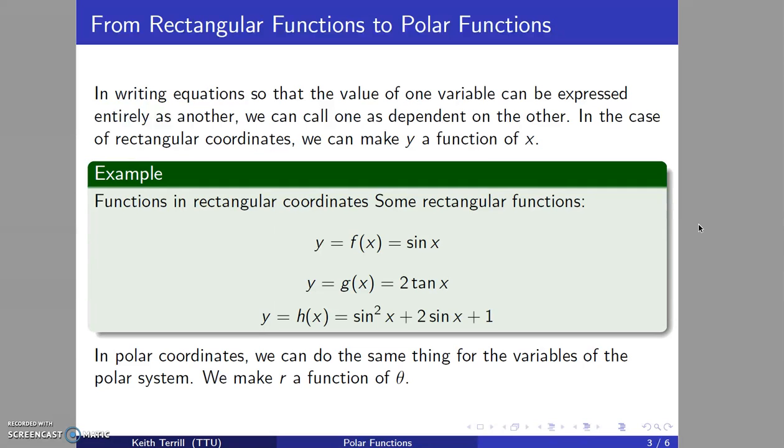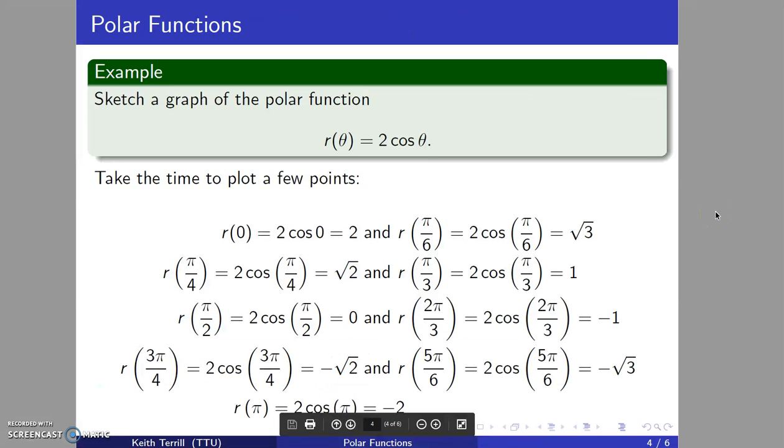Well, now we're going to do the same for polar systems. R is going to be a function of theta. So theta will be our independent variable. R will be our dependent variable. We'll see what I mean. And this is how we kind of see things going off the rails pretty quick.